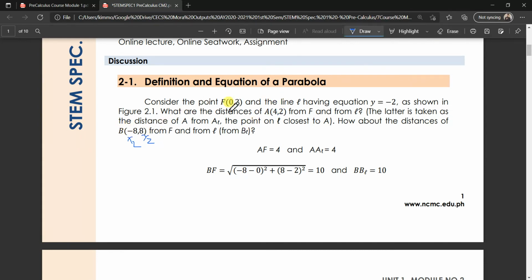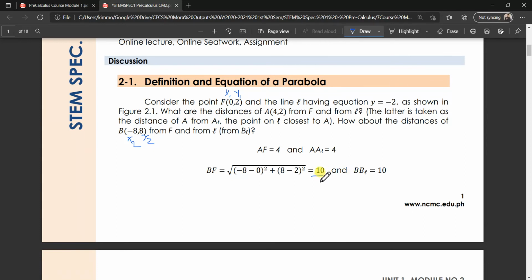So distance from B to F. So this is our F, (0, x sub 1, y sub 1). Okay, so that is negative 8 minus 0 squared, plus y sub 2, which is 8 minus y sub 1, which is 2 squared. So negative 8 minus 0 is still negative 8. Negative 8 squared is 64, plus 8 minus 2 is 6, and 6 squared is 36. So 64 plus 36 is equal to 100. And the square root of 100 is equal to 10.